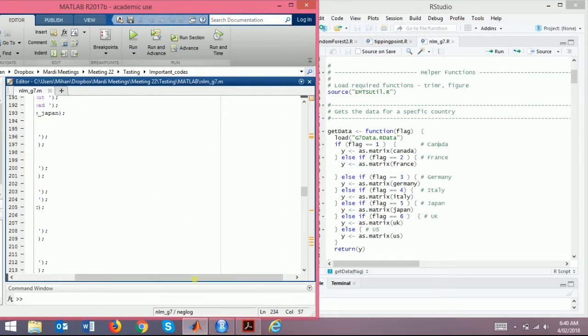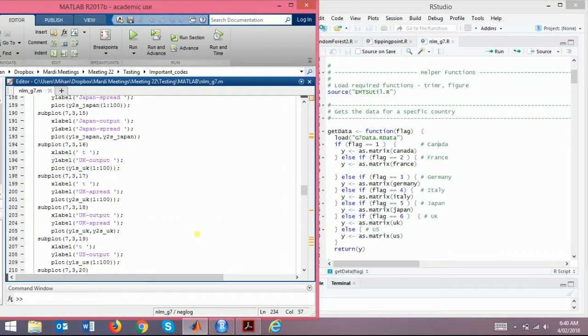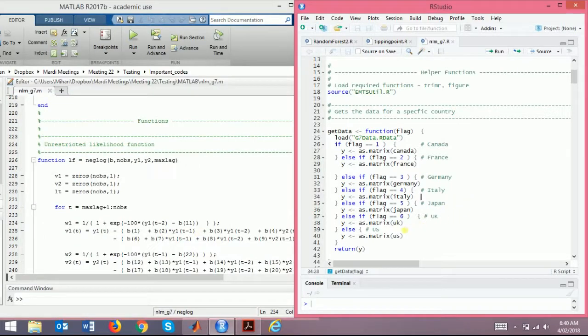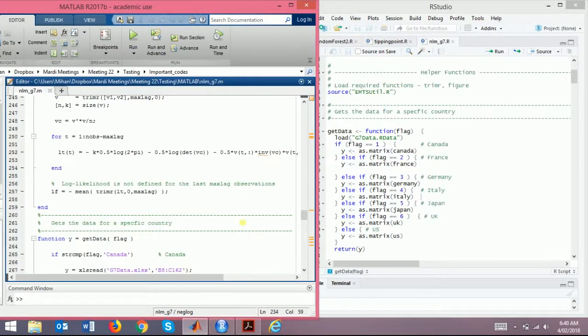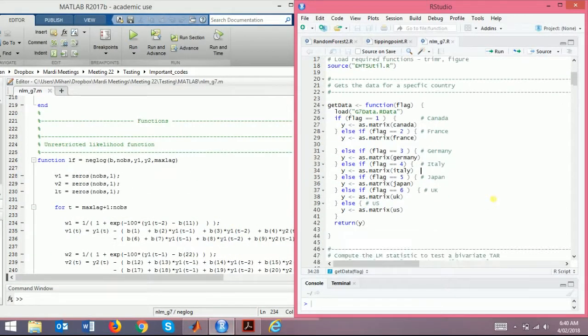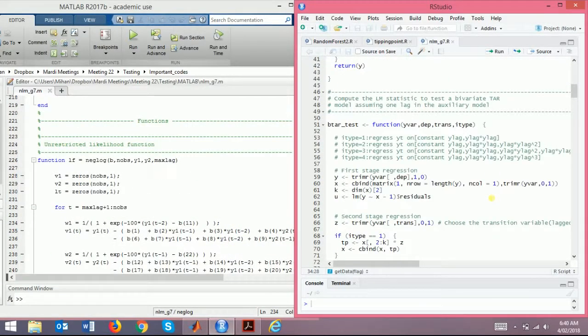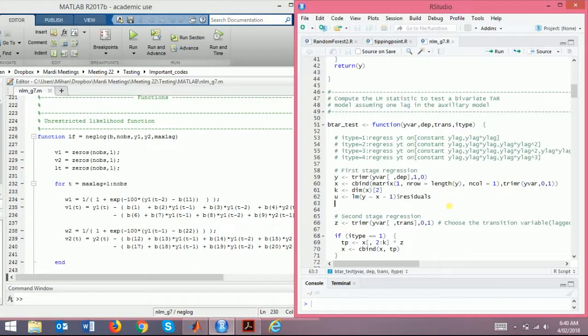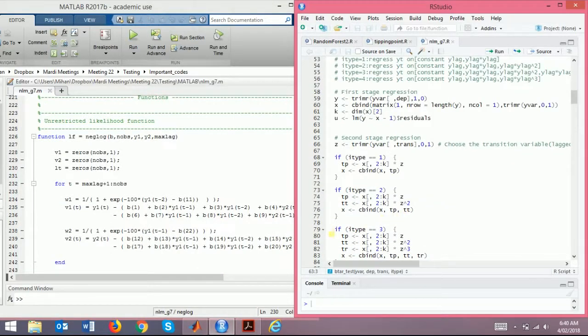Did we miss the get data function? No, I think we'll come back. So there is another function, the get data function. That is coming from the flag, but we'll talk about it later. Maximum number of lags. Okay.